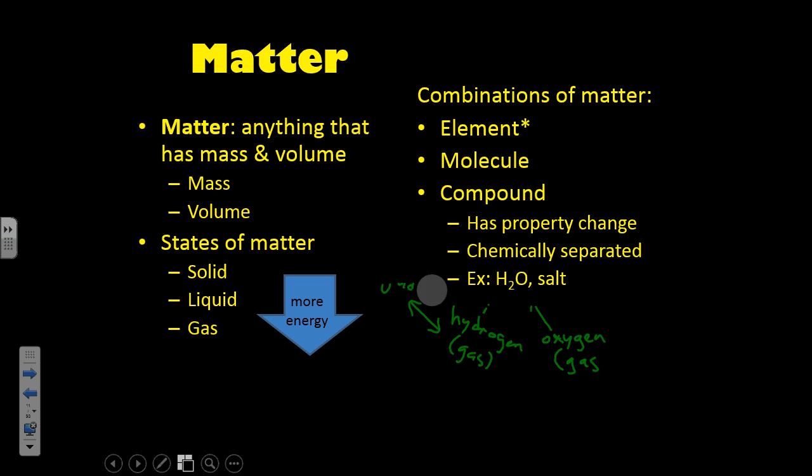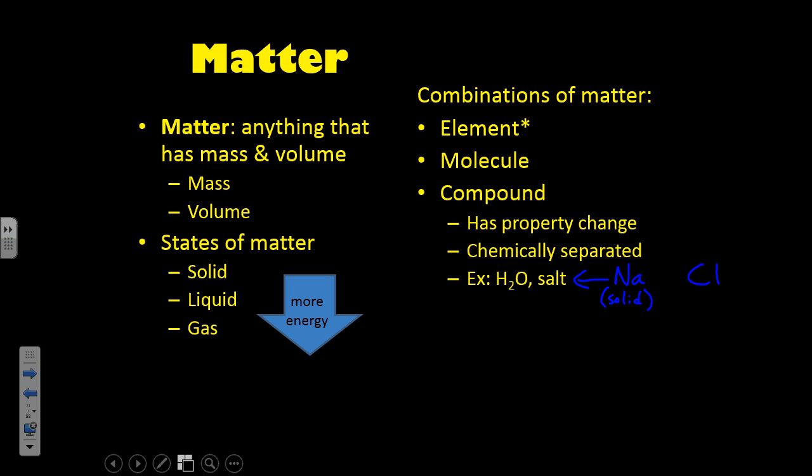Another example of a property change would be what happens with salt. Now, salt's chemical formula is NaCl, Na, which is sodium, and Cl, which is chlorine. Now, sodium is a solid, and it's very unstable. And chlorine is a gas, and it's extremely poisonous. But if we combine them together, then we end up with this, which we can put on your food, and it's not poisonous. So that's another example of a property change, about how we can combine things together and end up with something different.